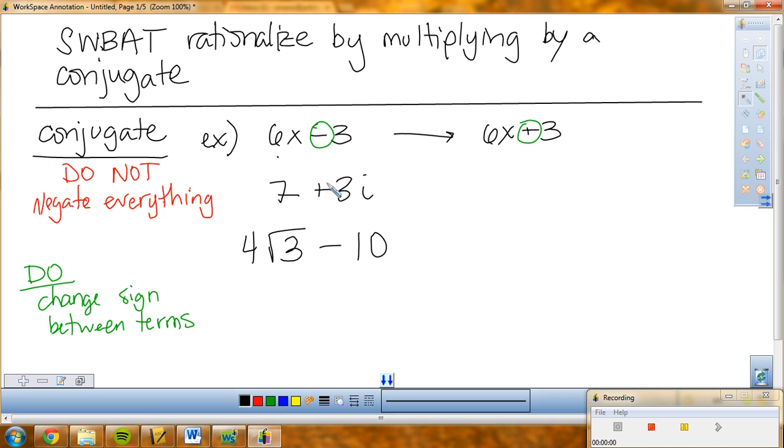So here, the sign in between my two terms is positive, so my conjugate would be 7 minus 3i, or in this last example, my conjugate would be 4 root 3 plus 10. So everything remains the same except for that sign in between the terms. So let's get into an example.